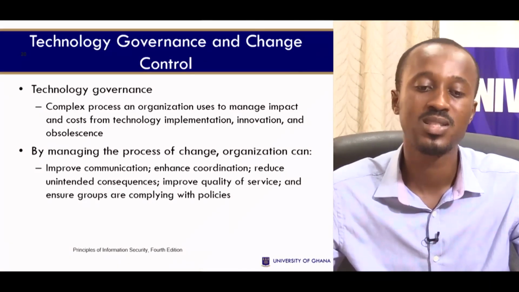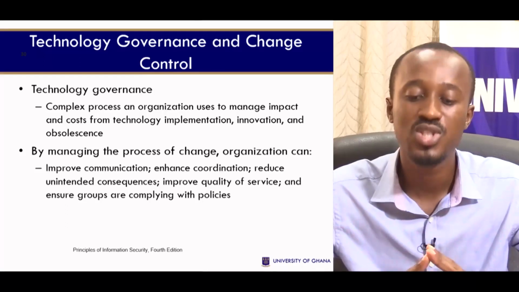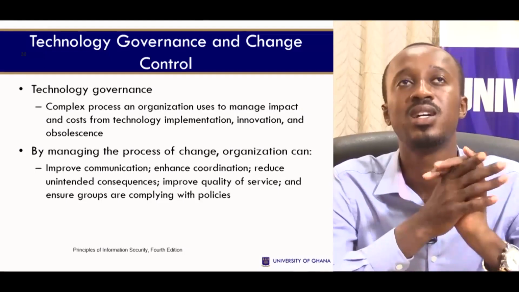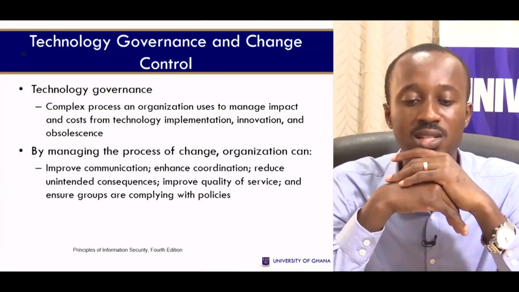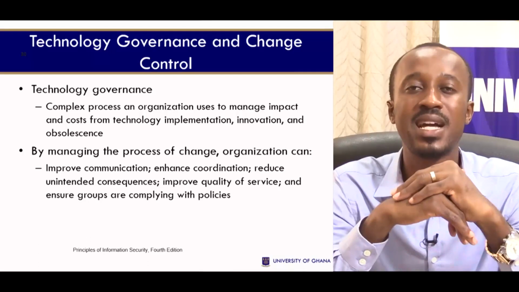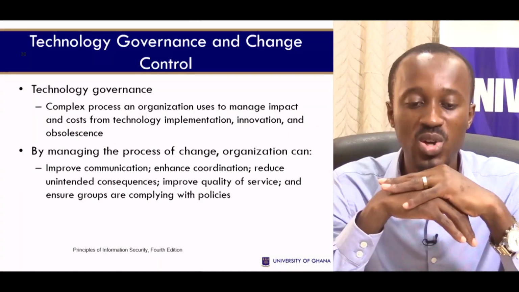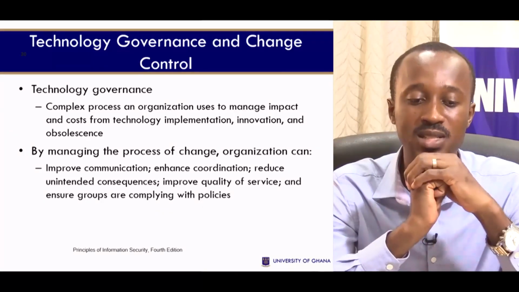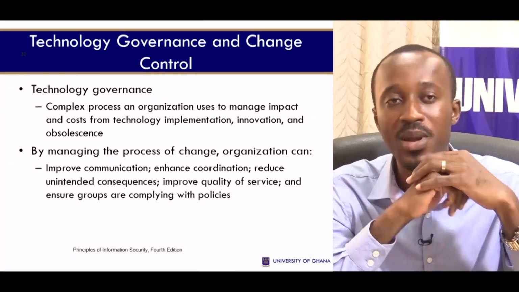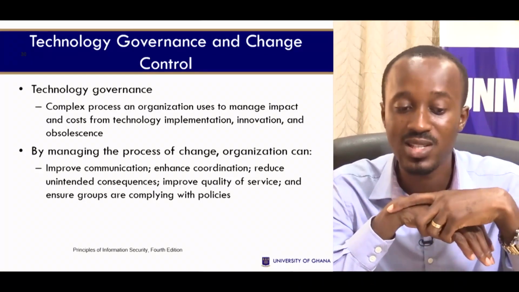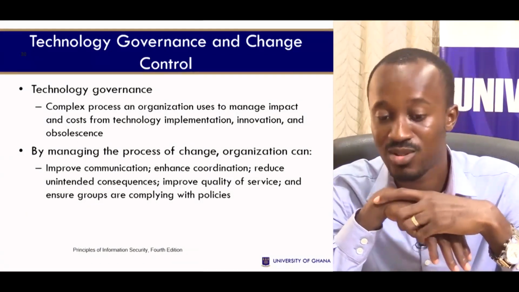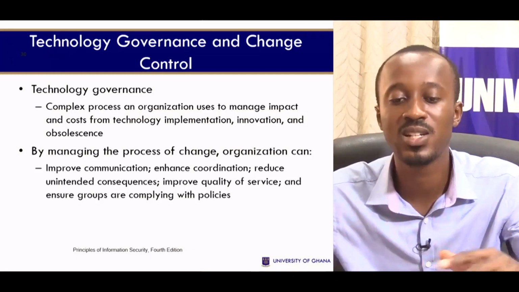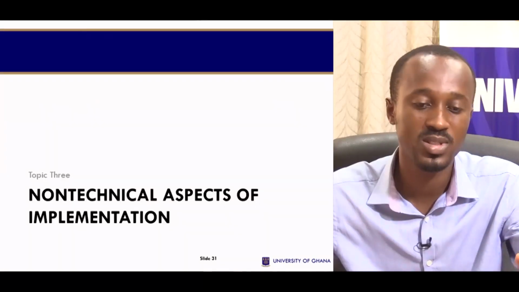Let's take a look now at technology governance and change control. Technology governance is a complex process that an organization uses to manage impact and costs from technology implementation, innovation, and obsolescence. By managing the process of change, the organization can improve communication, enhance coordination, and so on and so forth. So technology governance and change control is very important.